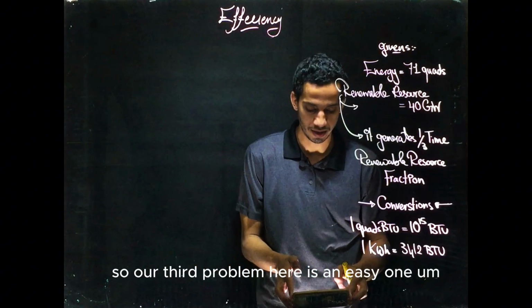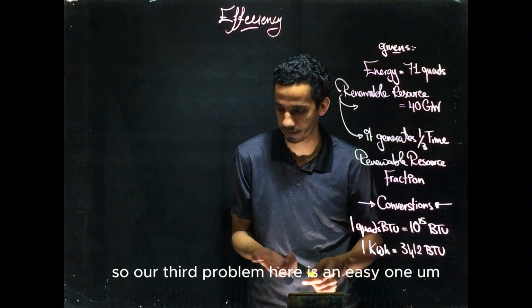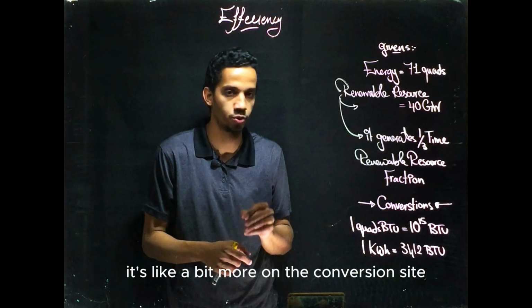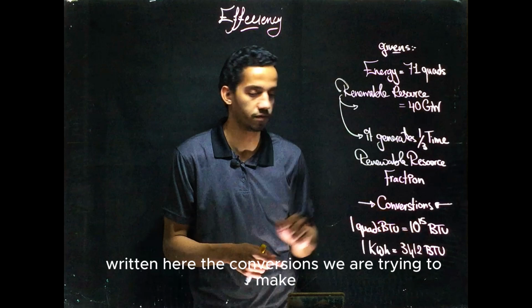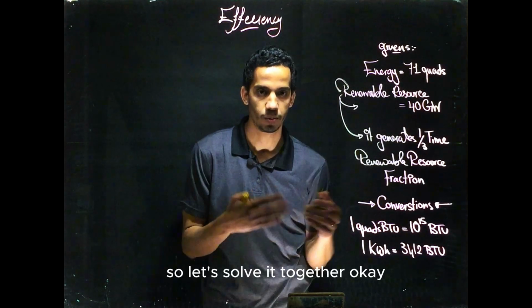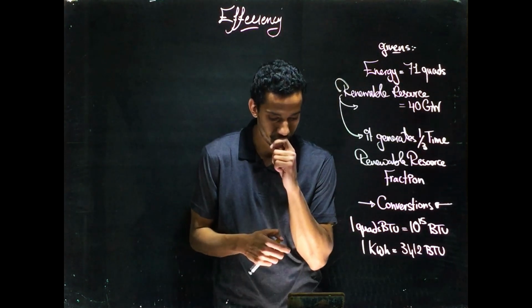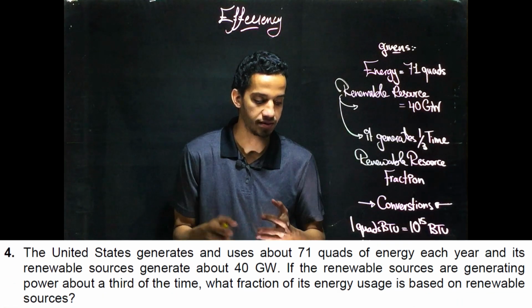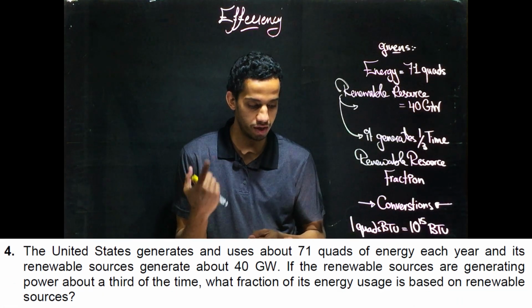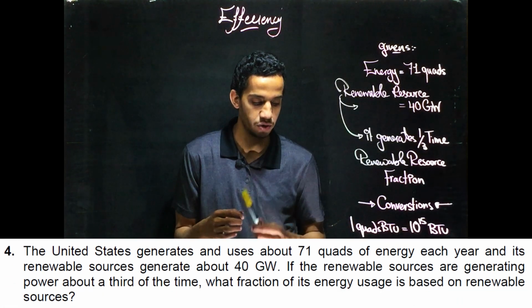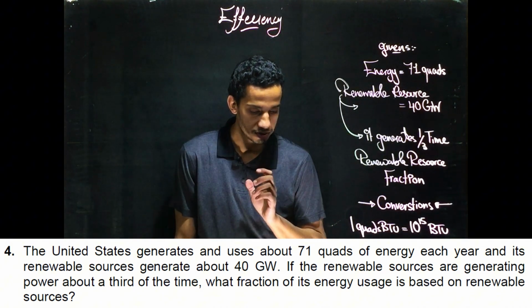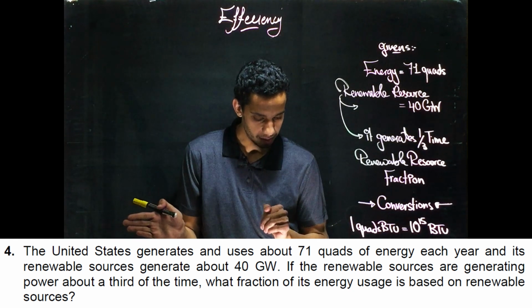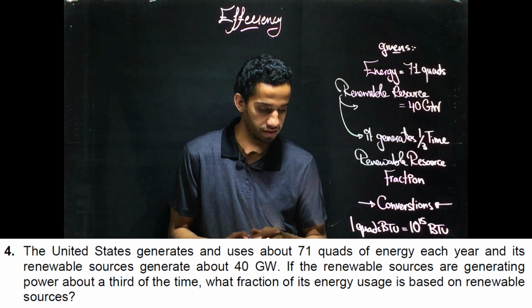So our third problem here is an easy one. It doesn't have any tricks. It's a bit more on the conversion side. So I have written here the given and the conversions we are going to make. So let's solve it together. The problem says the United States generates and uses about 71 quads of energy per year, and its renewable sources generate about 40 gigawatts. If the renewable sources are generating power about a third of the time, what fraction of its energy usage is based on renewable resources?